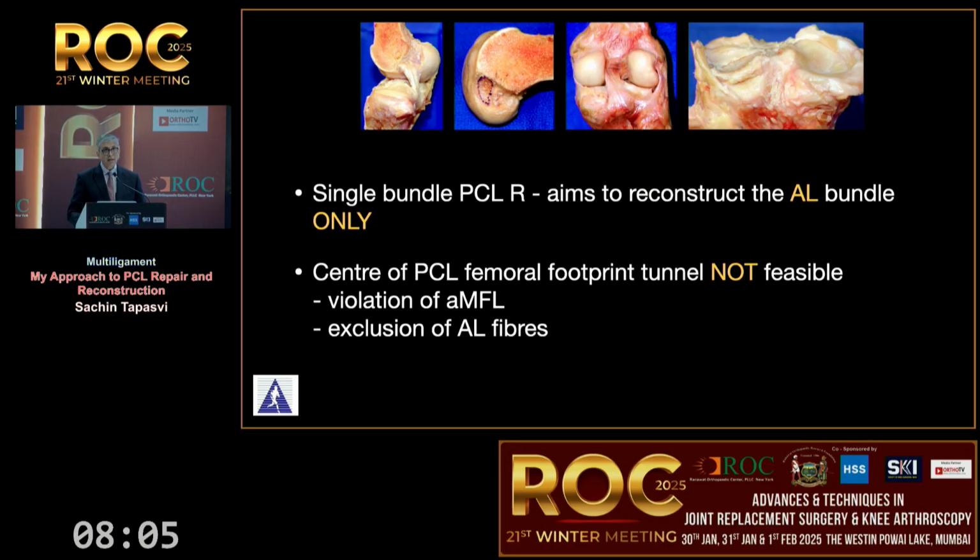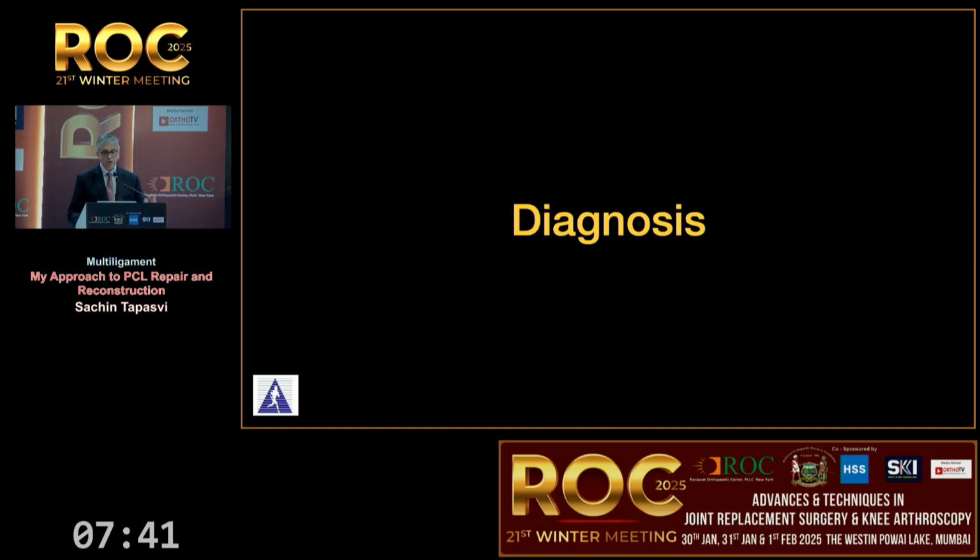So when you do a single bundle PCL surgery, you aim to reconstruct the AL bundle alone, and it's important that when you're doing a single bundle, you put your tunnel in the AL bundle, not in the center, because if you put it in the center of the femoral footprint, you will violate the anterior meniscofemoral ligament and you will exclude the AL fibers, which are also important.